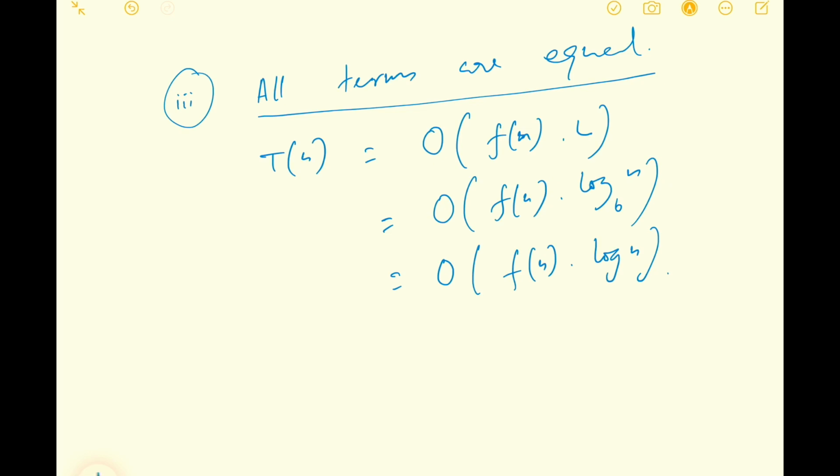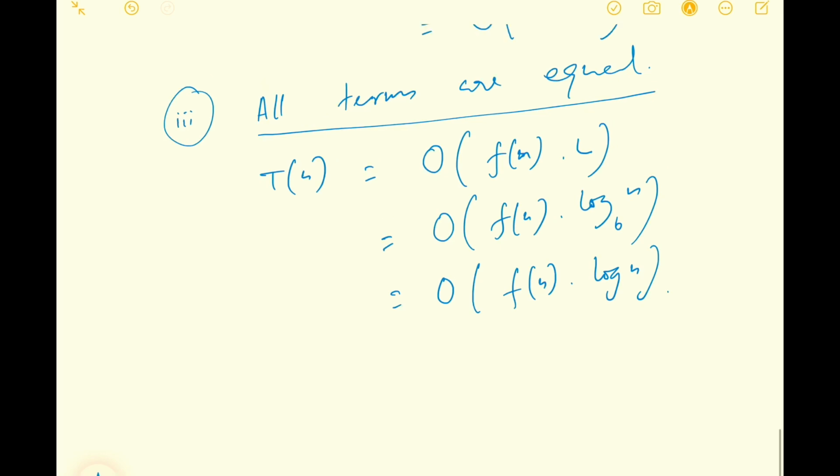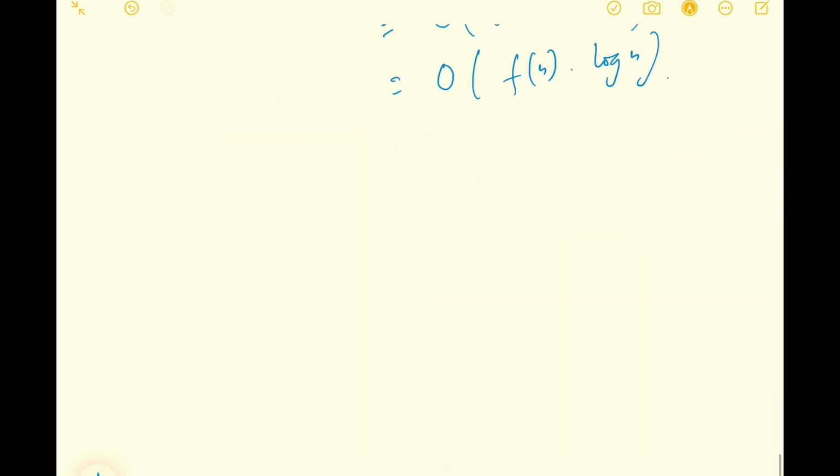You don't need to write the base of the logarithm. Okay. So this is the recursion tree method, and using this, these three cases are categorized in what is called the master theorem. Because these three cases are so common and so apparent, we write it explicitly as a theorem, which is popularly known as the master theorem.